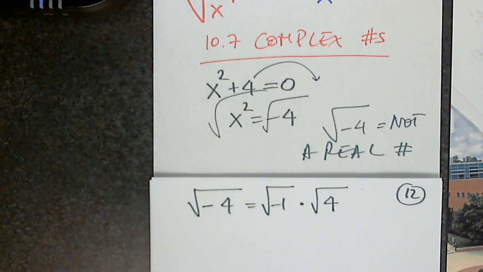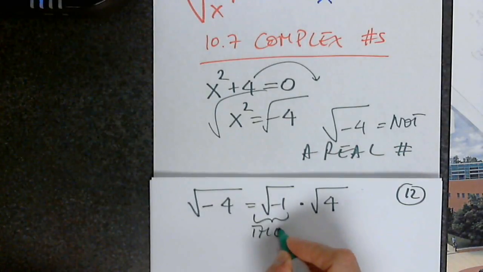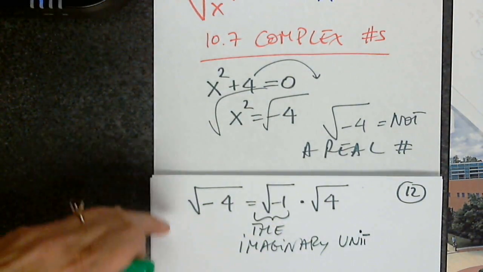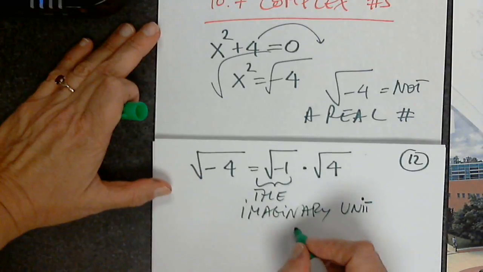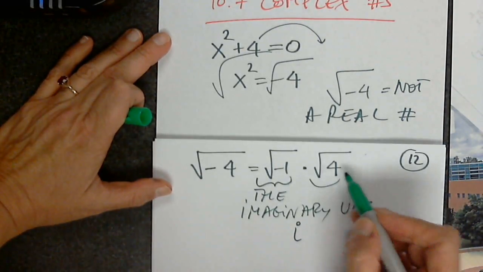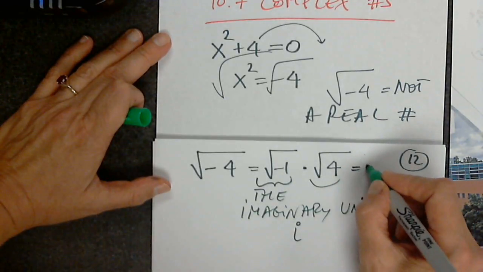The square root of negative 1 is called the imaginary unit. The notation is i. How much is the square root of 4? That I know, 2. So then the answer is 2i.